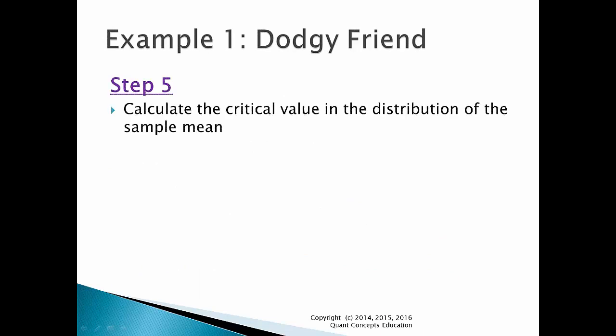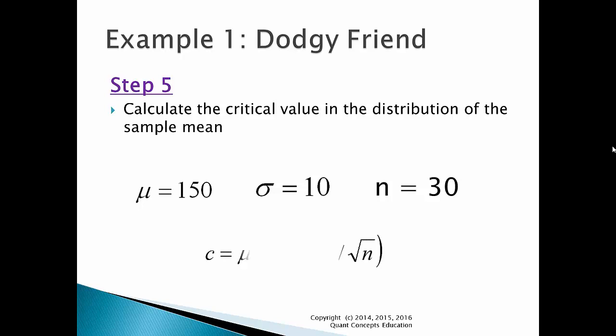Alrighty, back to step 5. We need to calculate the critical value in the original distribution of sample means. Recall that the hypothesized population mean is 150. The standard deviation is 10, and the sample size is 30. And remember that the Z critical value tells us how many standard errors the critical value is below the hypothesized mean. The formula for the critical value is this.